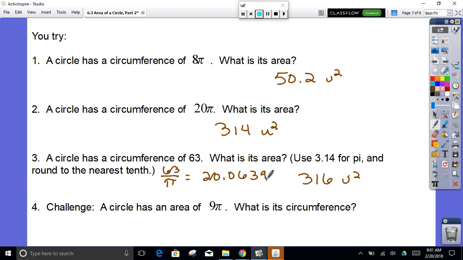20.0639. Now this may be a case, if you got 314, it's because you rounded this to 20. So you rounded too early in the process, because if you round it to 20, then we have the same problem as number 2, and it's not quite the same. It makes a big difference in the end if you round it too soon. So I kept my number pretty long, 20.0639. In fact, you can just leave that on your calculator.